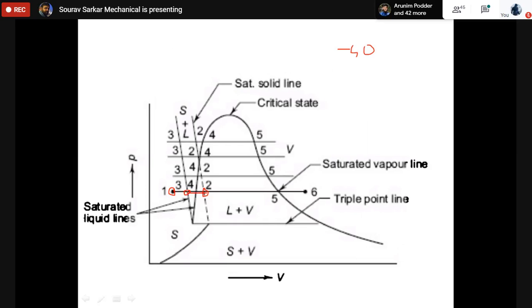After reaching this point 3, it is now 0 degrees Celsius water. Previously it was 0 degrees Celsius ice. Here it was 0 degrees Celsius ice, and now it is 0 degrees Celsius water.